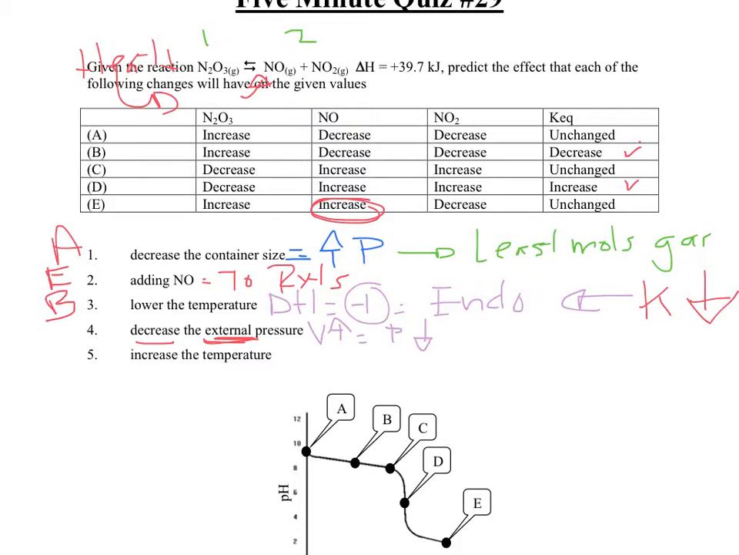So if we're decreasing the pressure, how do you shift? To the most moles of a gas, right? So which way are we shifting? Towards the products. We know that K is not going to change, right? So that knocks out B and C, or B and D. So decrease, increase, increase. Yep. So it's got to be, what'd you say? C. Very good.